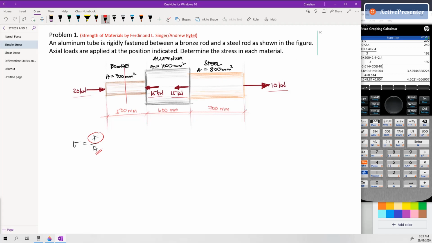So, magkakaroon tayo ng cutting section dito, no? Then, if we isolate, drawing lang natin. Isolate natin or kunin natin yung free body diagram nung na-cut natin na section. So, let's say ito yung bronze. Okay, so given yung area. Then, ang applied load is 20 kilonewton.